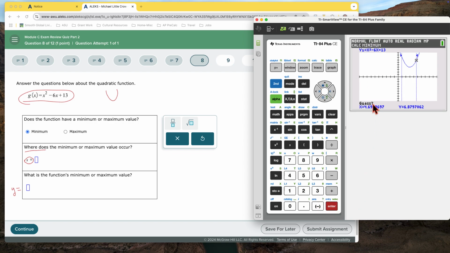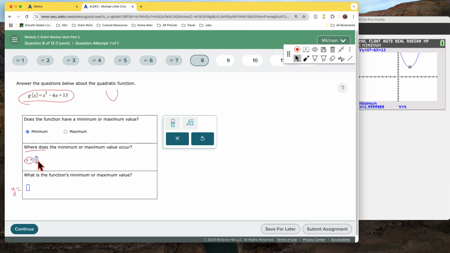And then we go for our guess. This is not our answer here, it's asking for a guess. We're going to hit enter. It's going to go back and forth between these two boundaries and find the minimum. It'll be so quick we won't even know what happened. Just like that. 2.99999. Let's round it to 3 and 4. So the x value is 3, the y value is 4. We've got our answers right here. That's going to be 3. This is going to be 4.